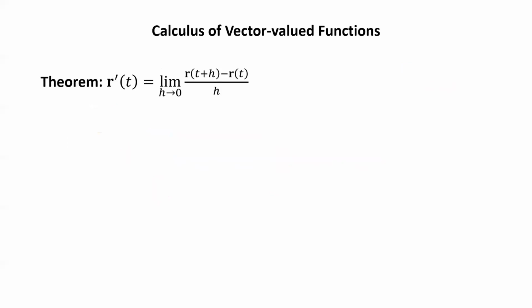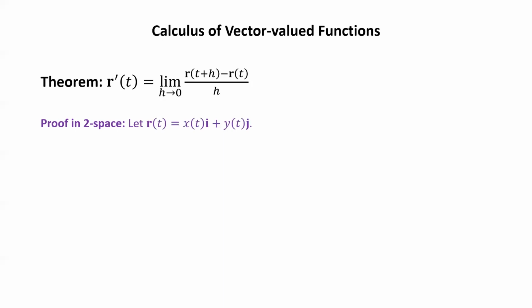Theorem. r prime of t, even though we defined it component by component, actually turns out to have the same limit definition as the derivative definition from Calc 1. In other words, r prime of t is the limit as h goes to 0 of r of t plus h minus r of t over h. Let's prove this in two-dimensional space. The proof in 3-space is very, very similar.